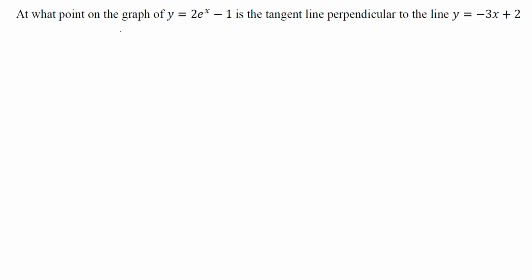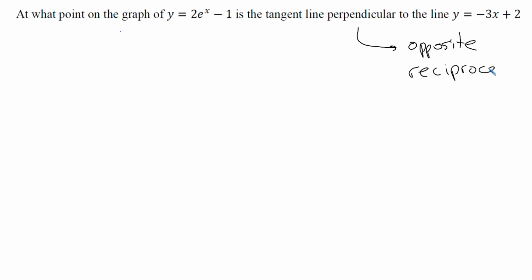So we're going to take a look at this one now. At what point on the graph of y equals 2e to the x minus 1 is the tangent line perpendicular to y equals negative 3x plus 2? So a perpendicular line should have an opposite reciprocal slope.